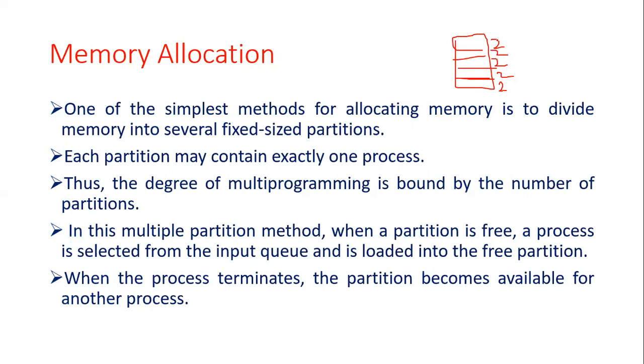One of the simplest methods for allocating memory is to divide memory into several fixed-size partitions. Each partition may contain exactly one process. Every partition has only one process, even though the size is fixed. Thus, the degree of multiprogramming is bound by the number of partitions.